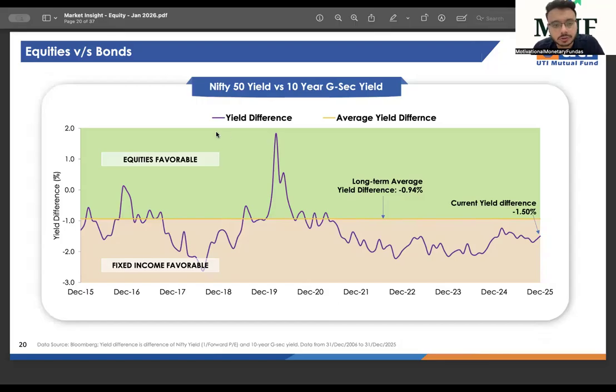Yeah. So this is the graph I was talking about. I guess this graph wasn't visible earlier. On an average, minus 0.94 ही रहा है, correct? और अब minus 1.5 पे है, and we have bottomed out here, right? This number has started to rise. This difference has started to rise now. So isn't it time for equities?